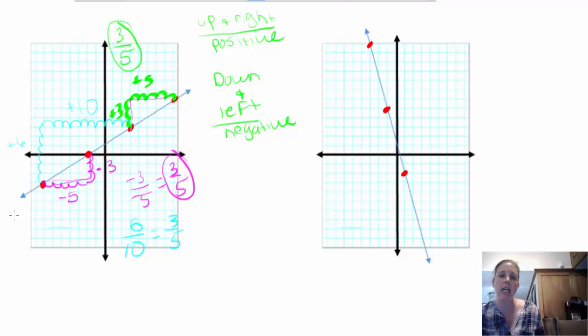Okay, so the key here is to pick 2 points that hit in the corner of the boxes. You want it to be an actual point, not half of a point, an actual integer point. Then you go up and down first, and then right and left. Up and down, then right and left to find the slope. So it's kind of the opposite of what you do to plot a point.